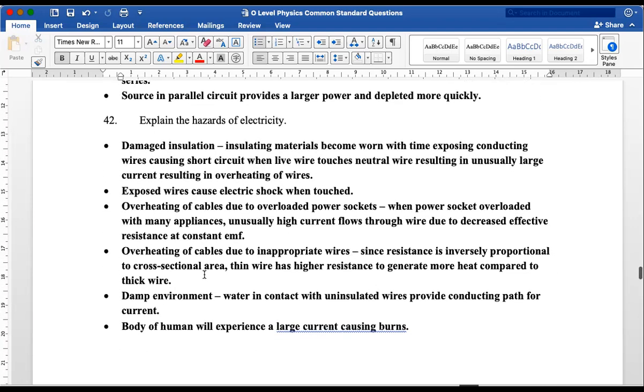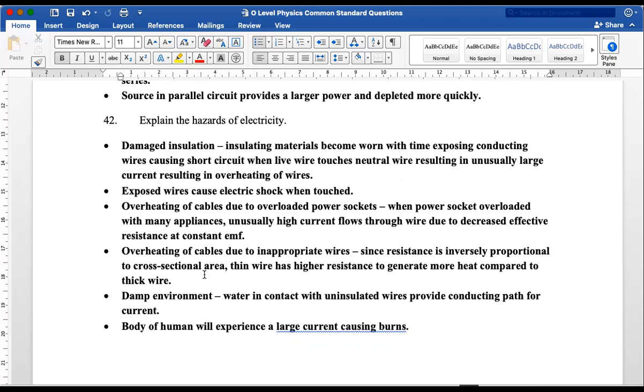Explain the hazards of electricity. Damaged insulation. The insulating materials become worn with time, exposing the conducting wire, causing a short circuit when the live wire touches the neutral wire, resulting in unusually large current and overheating of the wire. The exposed wire causes electric shock when you touch it.